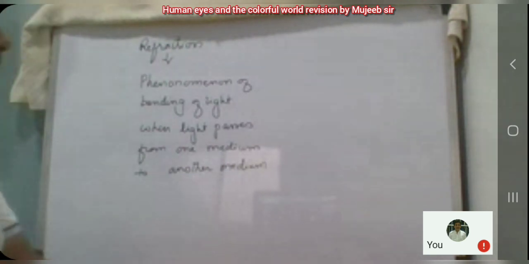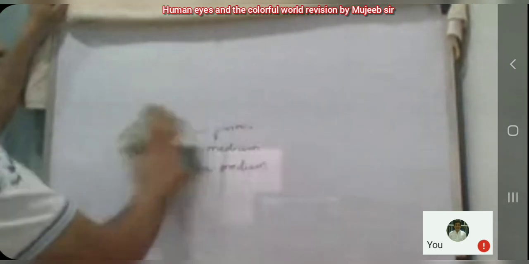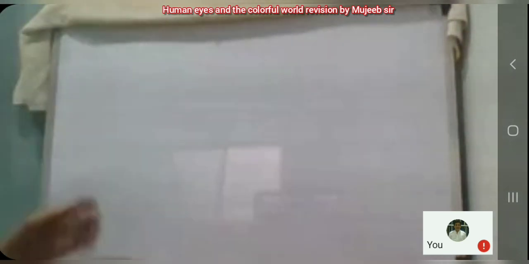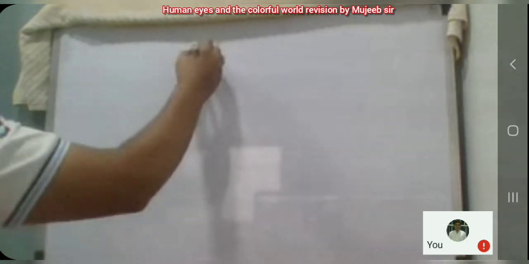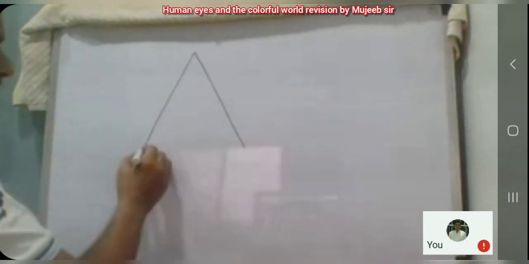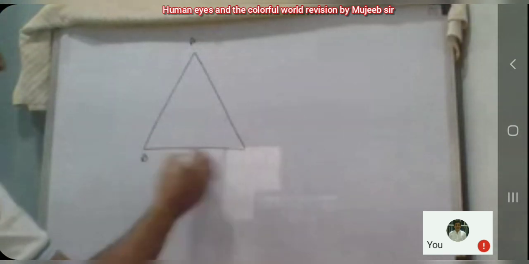Okay, so see here we are seeing that the refraction through the prism is how the light will change its path while passing through the prism. Okay, see, the phenomenon is very simple. The diagram is also very simple. What you have to do? You have to take a prism. Okay, suppose this is our prism. Then here the name of the prism is A, B, C.